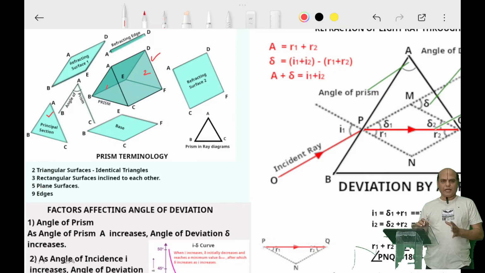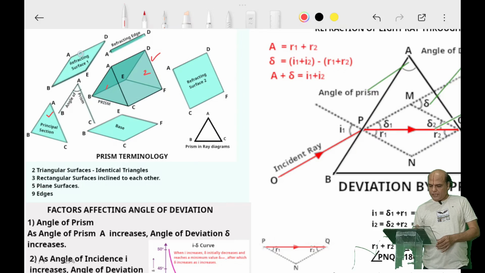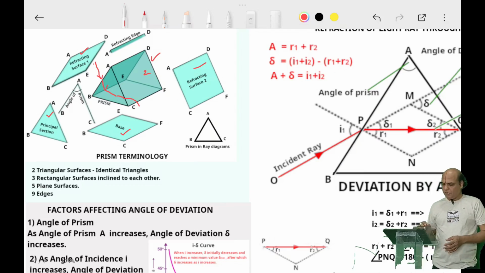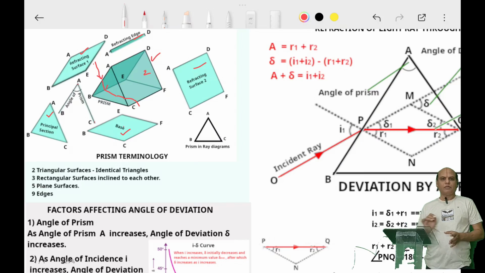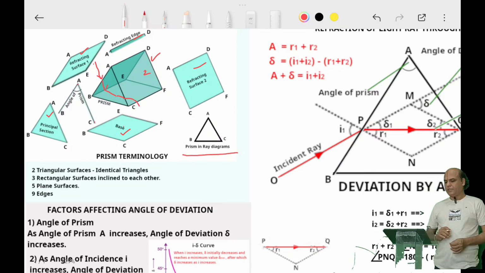This cross section is a triangle all the time, and there are three rectangular surfaces: surface 1, surface 2, and surface 3. The bottom surface is always called the base, because the light ray will fall incident on this surface, get refracted along here, and then again like this. I am drawing approximately. This surface is called the base. This is refracting surface 1, and this is refracting surface 2. The top edge is called the refracting edge, and this angle ABC is called the angle of the prism. A prism is represented in a ray diagram as a triangle like this. Clear?